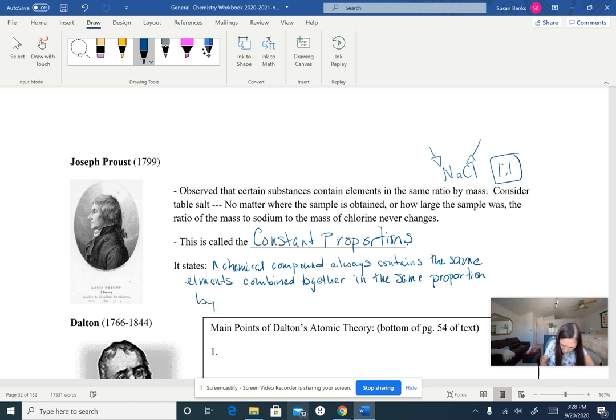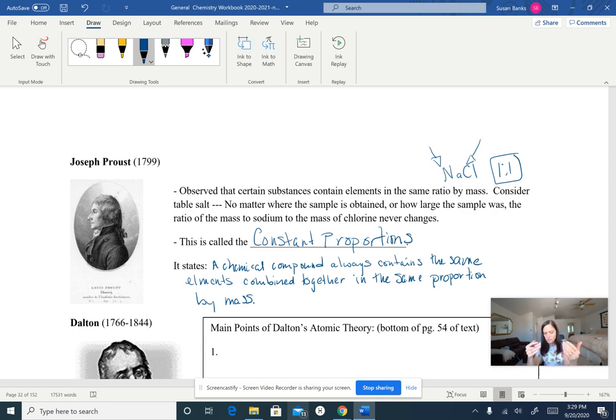By mass. So if I am looking at water, I will always have hydrogen and oxygen. I will always have 2 hydrogen atoms for every 1 oxygen atom. Although at this point, they really didn't know atoms. They always knew that I would have a mass of 2 hydrogens to every mass of 16 oxygen at that point. So they knew that regardless of where I found water in the world, it would always have that ratio.